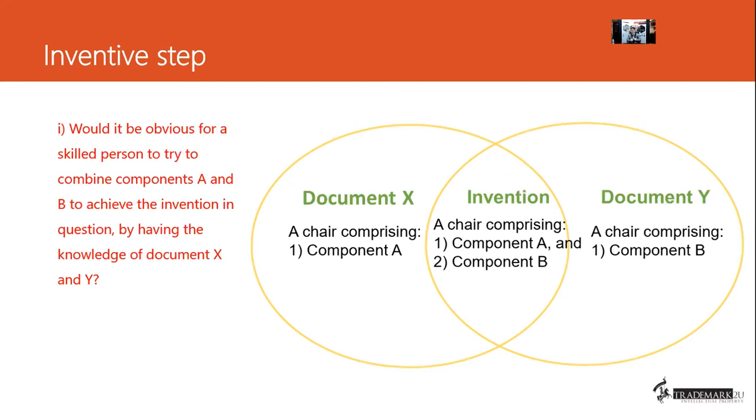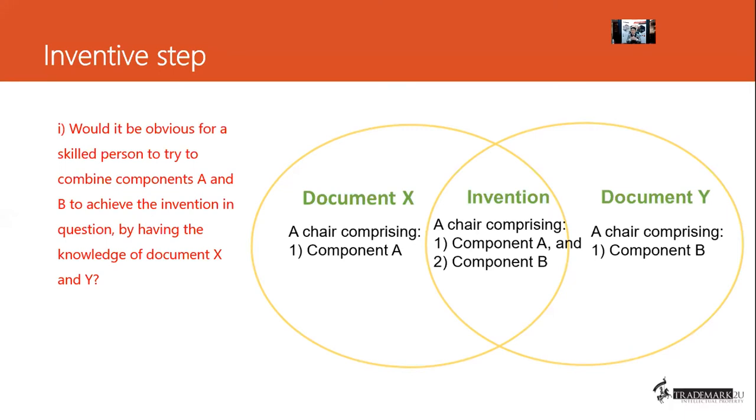I want to give you an example here. Let's say we have document X and document Y again. Document X and document Y are both prior art documents. Document X consists of component A and document Y consists of component B. And then your invention cleverly incorporates A and B into one. So is it obvious for a skilled person? Well, the answer can be yes, the answer can be no.